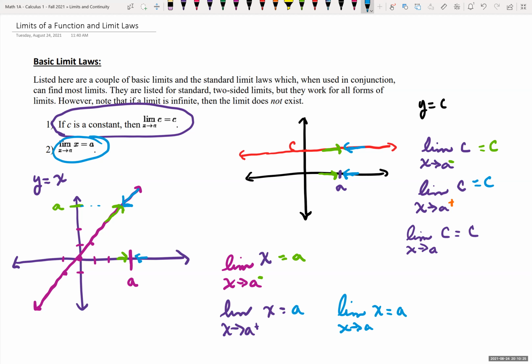Okay. So those are two basic limit laws. I'm going to give you some more limit laws, and in conjunction with these two, they're going to make our life pretty simple when we're looking for finding limits.